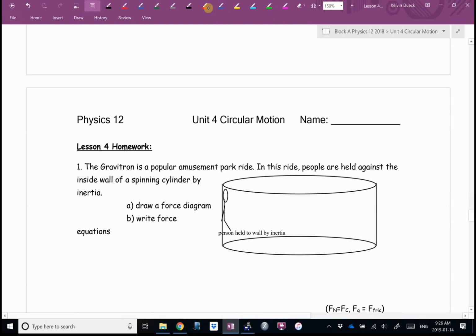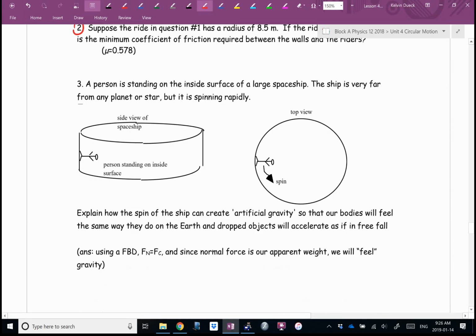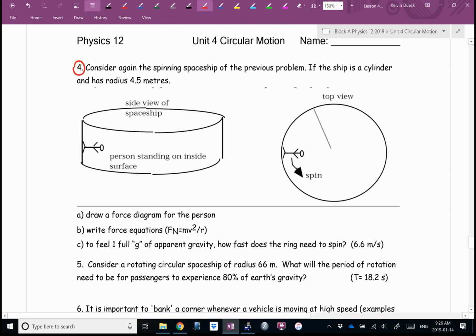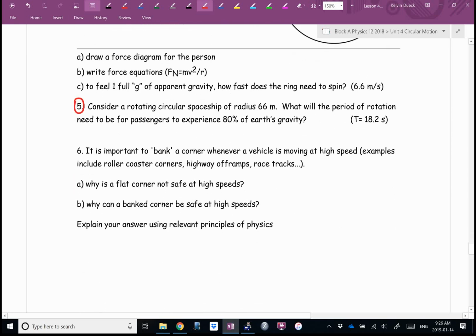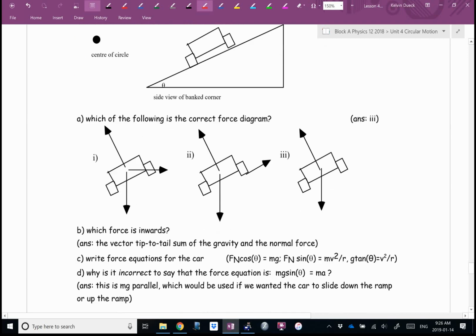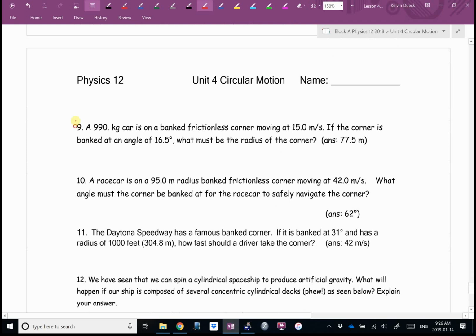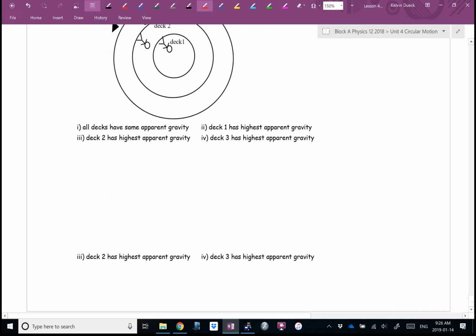What's your homework? Number 1. Number 2. Number 3. 4. 5. 6. So 7 is good. 8 is good. I think I'm assigning almost all of these. 9 is good. 10 is good. 11 is good. Yep, 12 is good. All of them. It's okay, we're in the home stretch here.